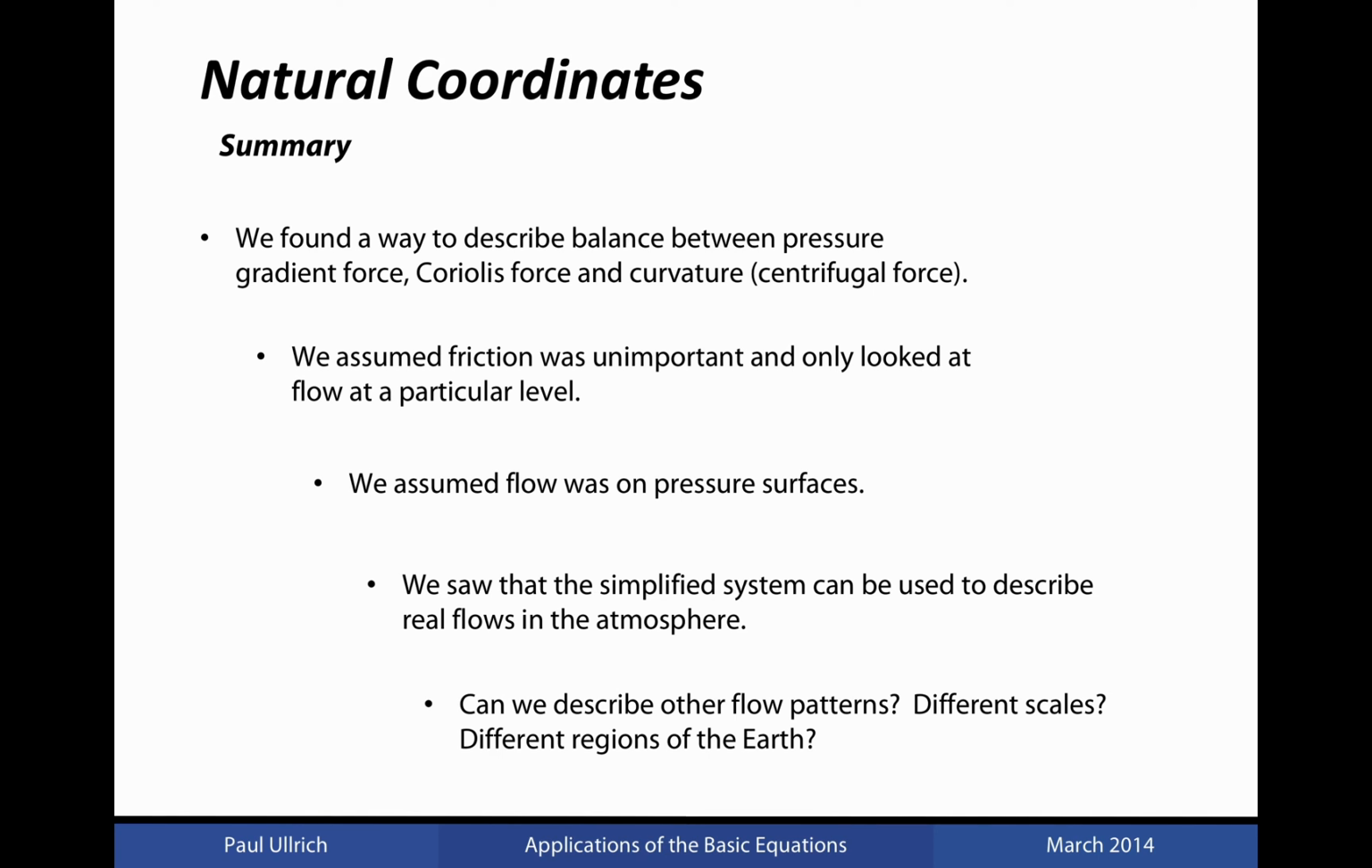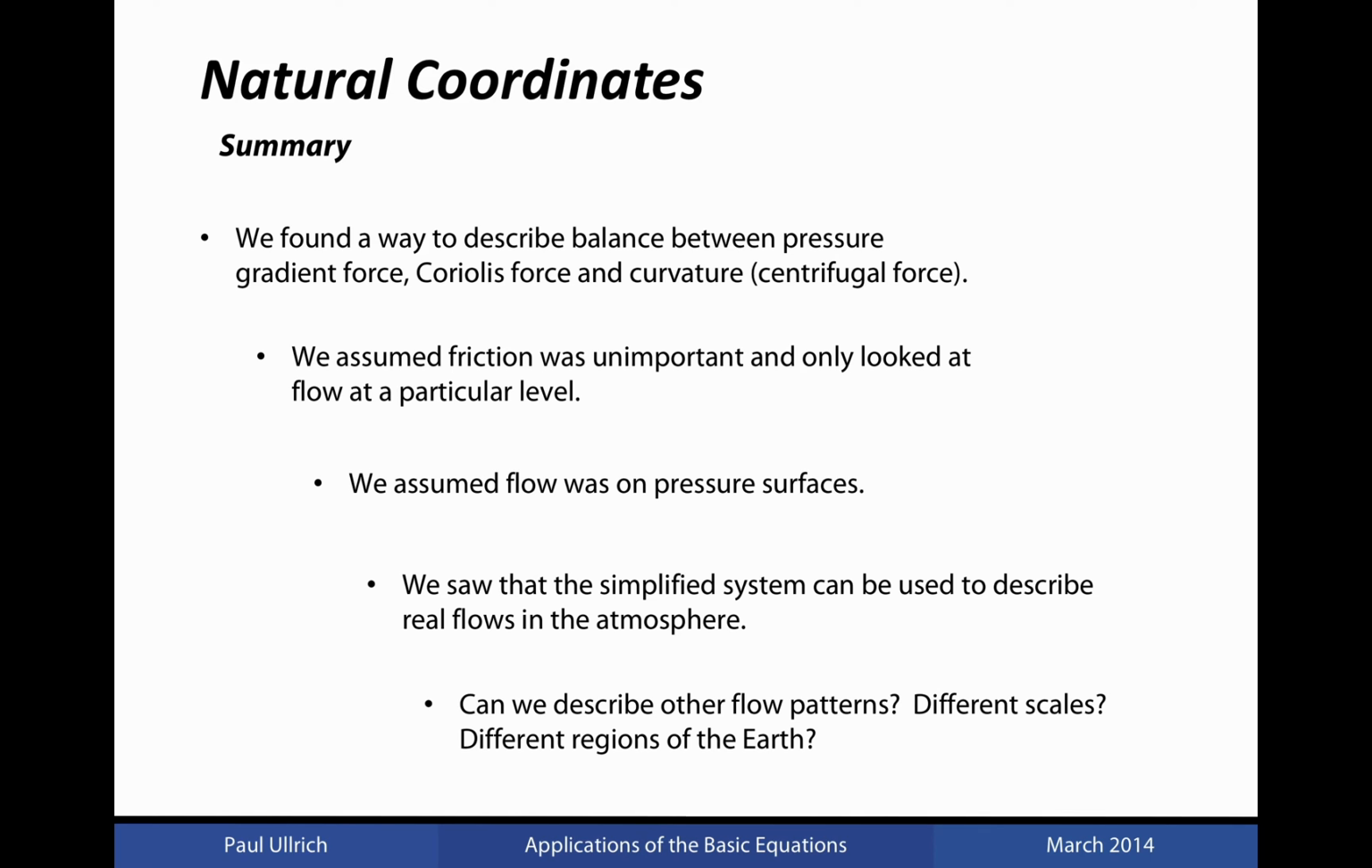All right, natural coordinates in summary. We found a way to describe balance between pressure gradient force, Coriolis force, and curvature. So this generalizes the case of geostrophic flow by incorporating curvature in the flow. The curvature is then incorporated via a centrifugal force term. Note that this is a horizontal centrifugal force term, analogous, for instance, to the force an object might experience if you're twirling it in a circle on the end of a rope around your head.